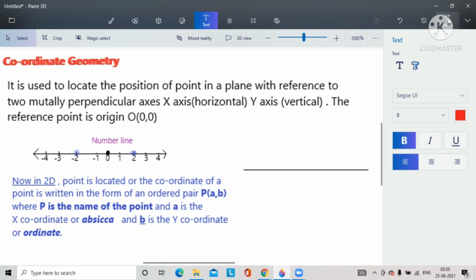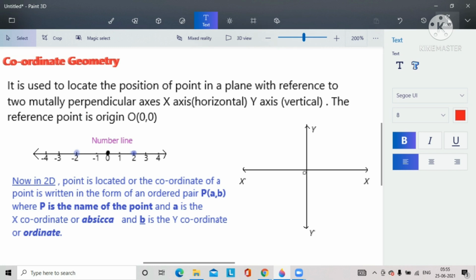So let me draw the two axes. First I have drawn the horizontal axis, which is called the x-axis. And second I'm drawing the vertical axis, which is called the y-axis. If you see carefully, the point of intersection of the two axes is the origin. The right side is positive of x. The left side is negative of x. The portion above origin is positive of y, and the vertical axis below origin is the negative of y.